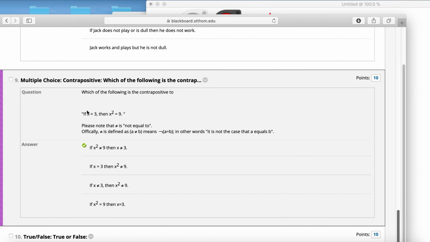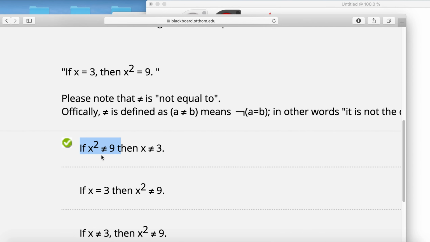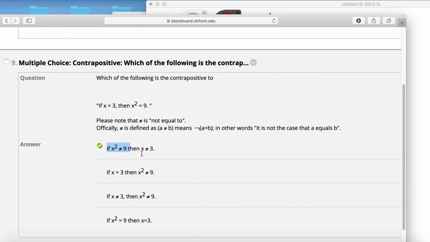Okay, this right here, just finding the contrapositive. You just take the second half, negate it, and then take the first half and negate it. So take the second half, put it at the beginning, and then negate it. And negating it in this case means equals becomes not equals. So it's not the case that x squared equals 9, which is equivalent to saying x squared is not equal to 9. So if it's not the case that x squared equals 9, then it's not the case that x equals 3. That's what we're looking for, and that's the first choice.